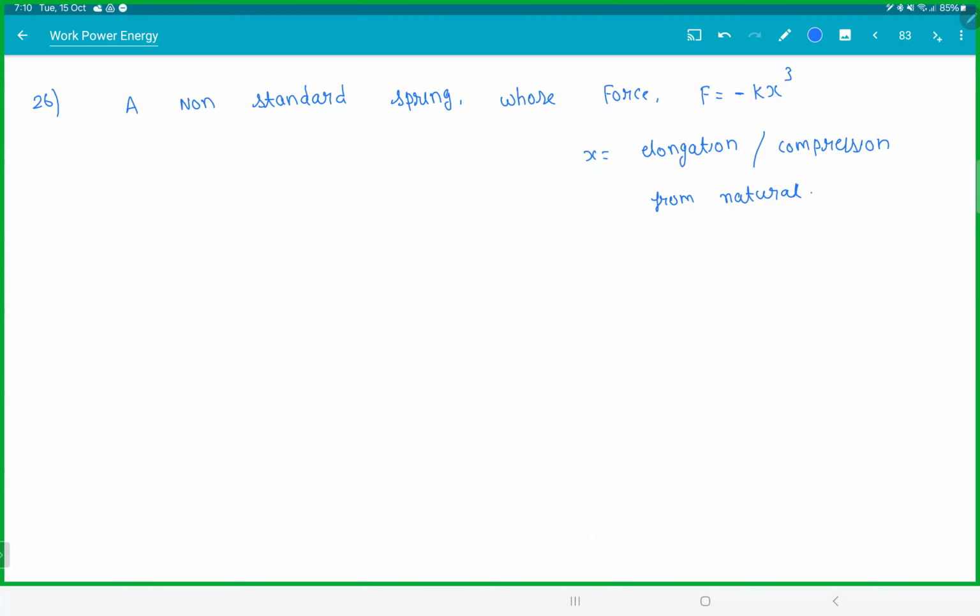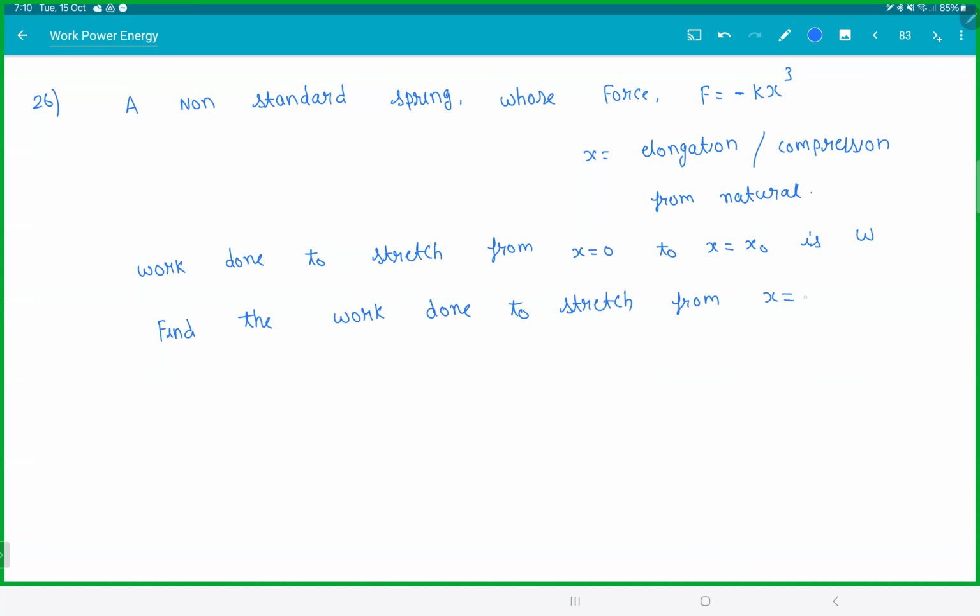Next. So this is a thing there. So the question is, the work done to stretch from x equals 0 to x equals x naught is W. So this non-standard spring, when you want to stretch it from 0 to x naught, it took work done W. Then they'll frame the question like this. Find the work done to stretch from x equals 2x naught to x equals 3x naught.